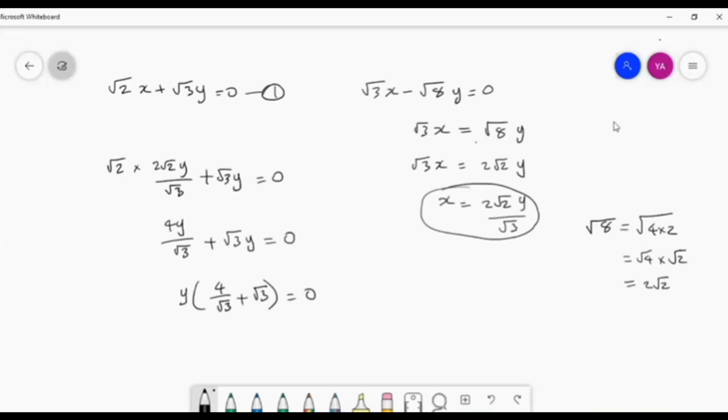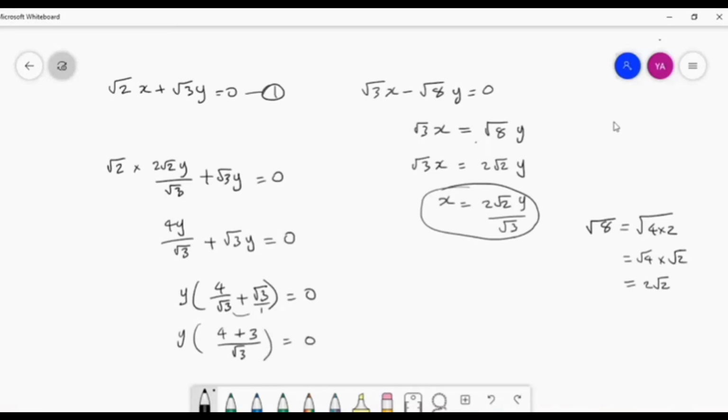Now reduce the numbers inside the bracket. 4 by root 3 plus root 3, how will it become? 4 into, you can choose this as by 1. So 4 into 1 is 4. So 4 plus root 3 into root 3. Root 3 into root 3 is 3 by root 3 into 1. Root 3, right? Yes, root 3 is equal to 0.